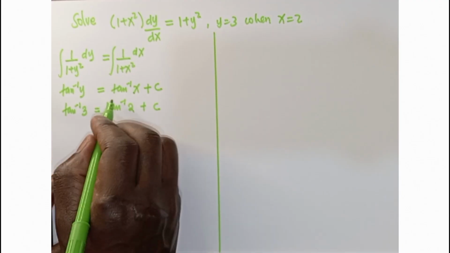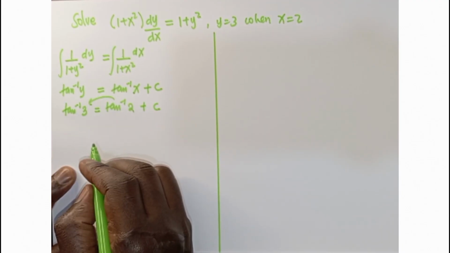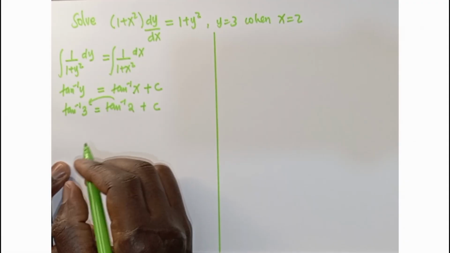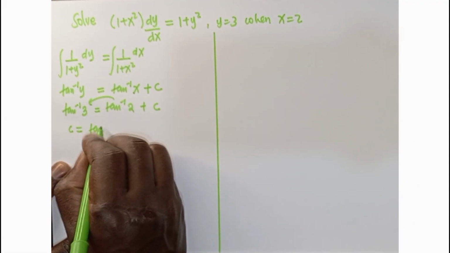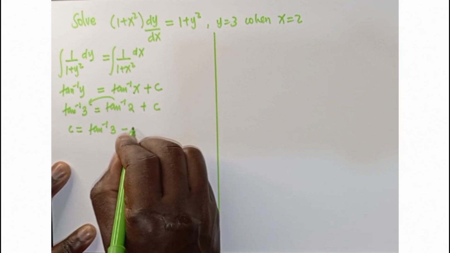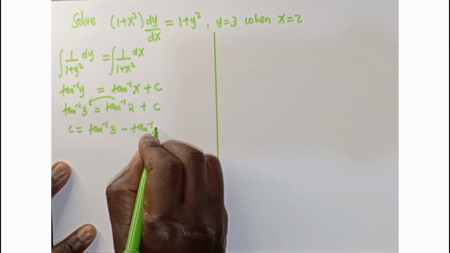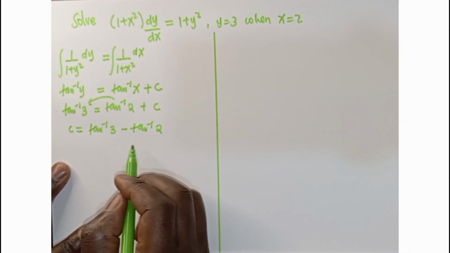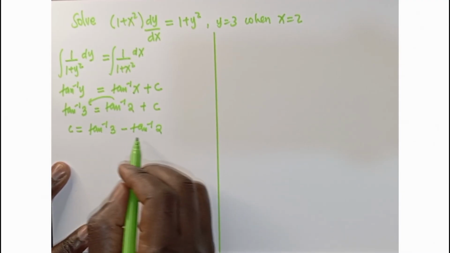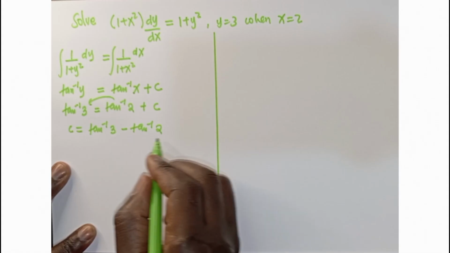So I can take this side. When I take it that side, I will have c equal to tan inverse of 3 minus tan inverse of 2. Now, I can go ahead and solve this. So how do I solve it? We solve it in trigonometrical form.